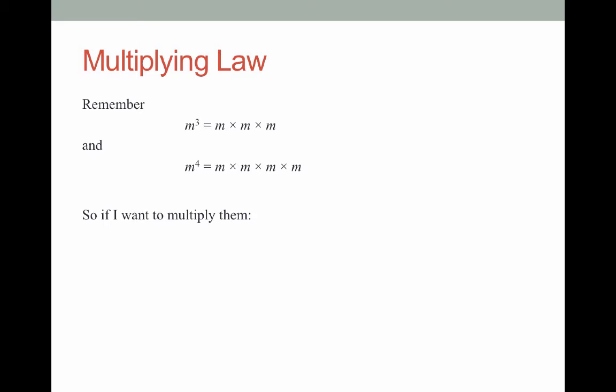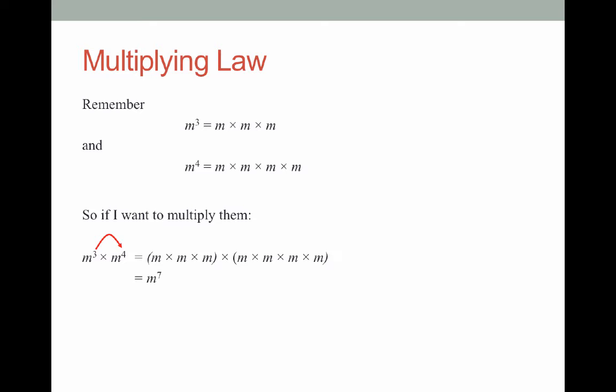The reason why I bring this up is if I wanted to multiply those two things together, that is m to the power of 3 times m to the power of 4, this is what it would look like. m times m times m times m times m times m times m. There's 7 of them. And so when m is multiplied by itself 7 times, we get m to the power of 7. What do you notice about the powers in the question and the powers in the answer?